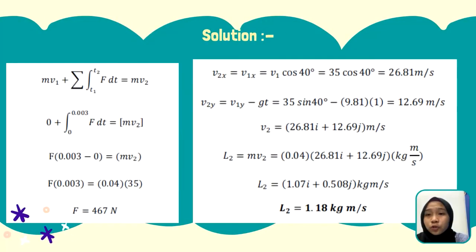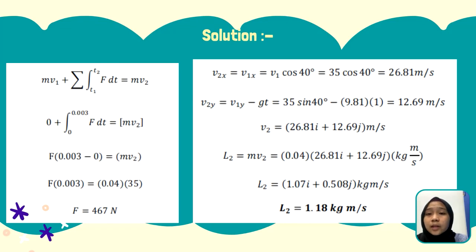Okay, for the solution, firstly, we list all the information given in the question. Mass of the tennis ball is 0.04 kg. The speed of the ball before the impact is 0. The speed after the impact is 35. The angle is 40 degrees. The time before is 0 seconds. The time after is 3 seconds.